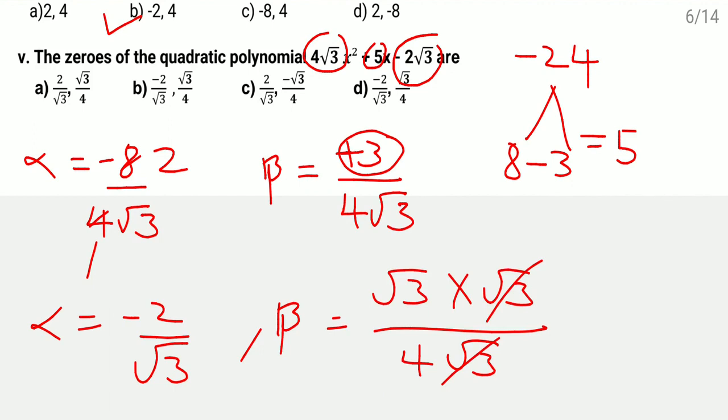Now see which option is matching with this? Minus 2 by root 3 and root 3 by 4. See, option D is the correct one. Right? Minus 2 by root 3 and root 3 by 4. Okay. Option D is here, right? And here option B is also looking the same. Correct? So that means in option B, I forgot to give the negative sign here. So option B is not the right one. So option D is the correct one. Okay. Come to the next question now.